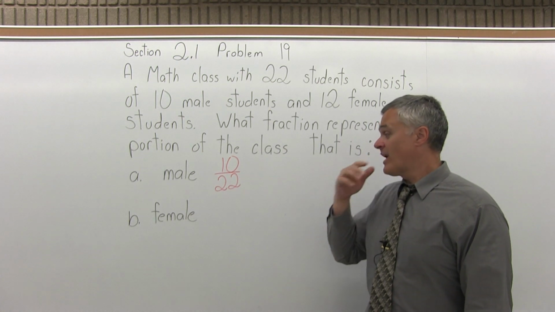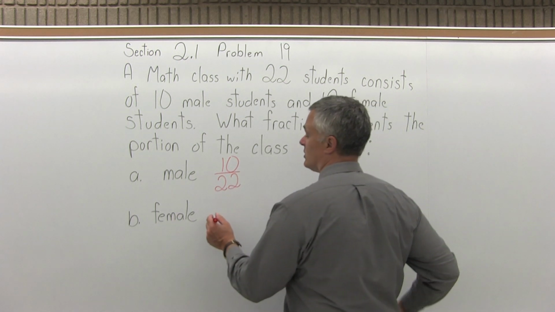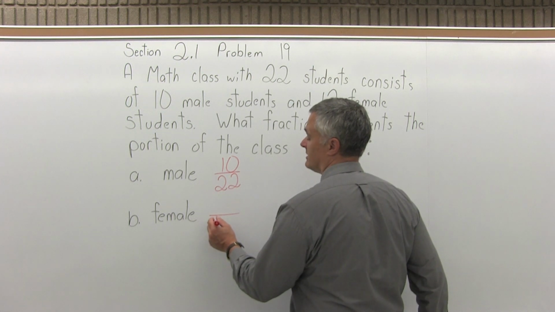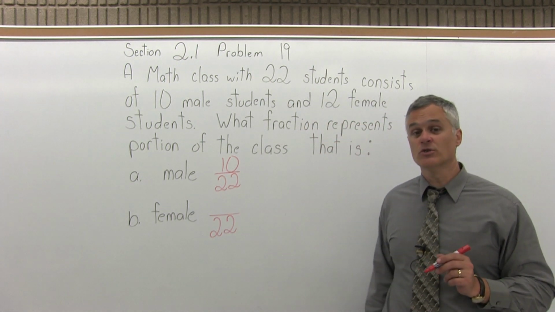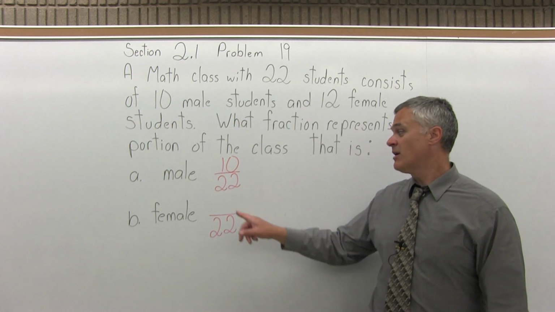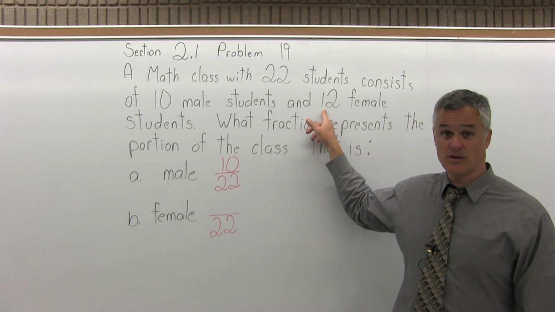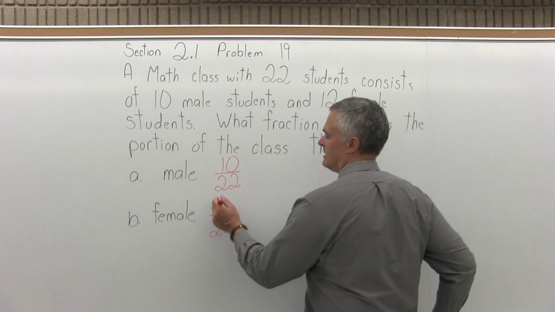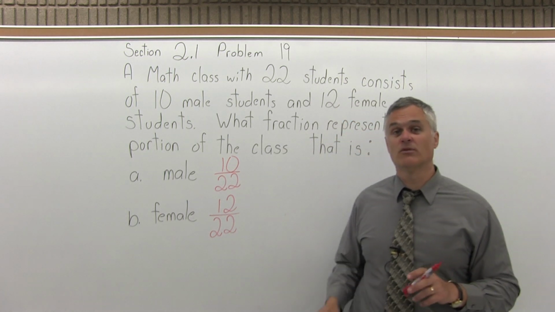Now, what fraction represents the portion of the class that's female? So again, 22 students altogether, so 22 parts to the entire item. So the denominator or bottom of the fraction is 22. Now the numerator will be how many female students in the class. And if we look back at the question, we'll see that there are 12 female students in the class. So the fraction that represents what part of the class is female would be 12 over 22.